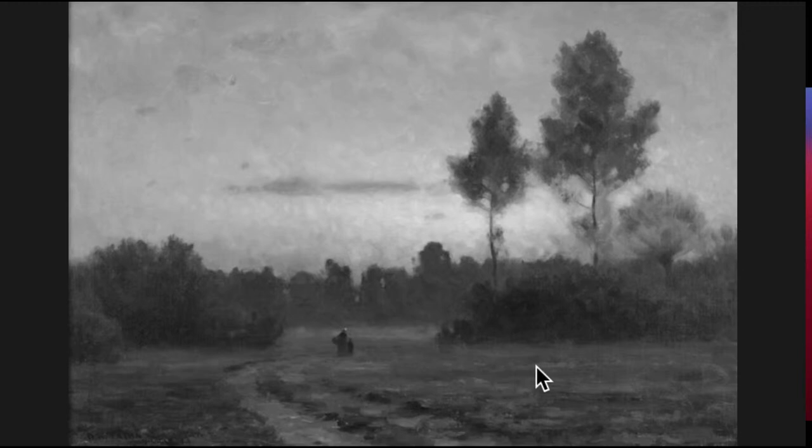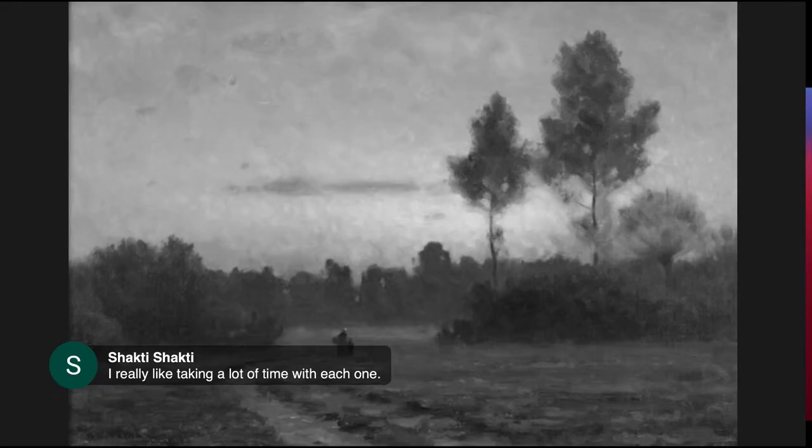Again, I hope you guys don't think I'm droning on about this, but it's just done so beautifully. And it looks so simple. And like anybody and their grandmother and their granddaughter and their dog and probably two of their cats could do that. But I promise you, it's so much more. I really like taking a lot of time with each one.